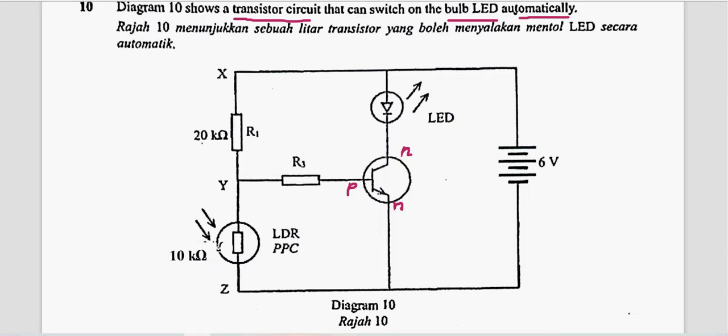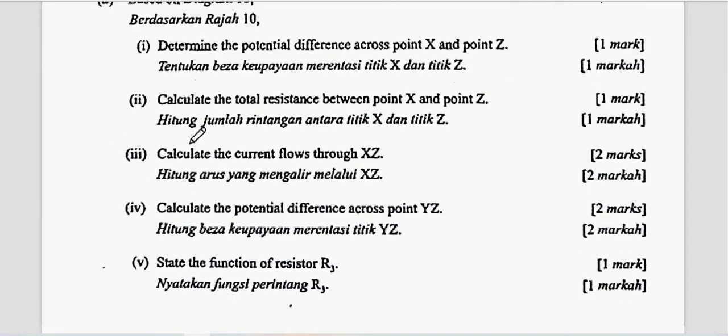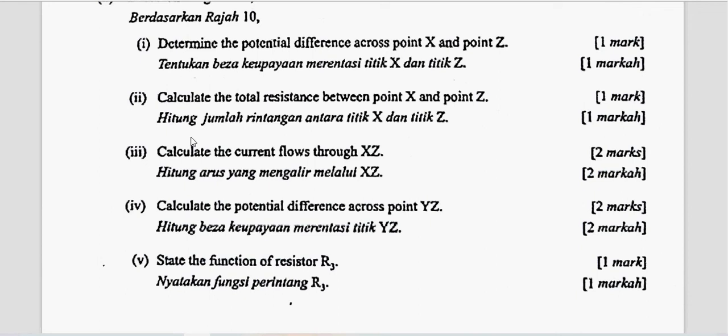Now we look at the question. Based on diagram 10, number 1, determine the potential difference across point X and point Z. Then calculate the total resistance between point X and point Z. Then calculate the current that flows through X and Z. Then calculate the potential difference across point Y, Z. Then state the function of resistor R3.